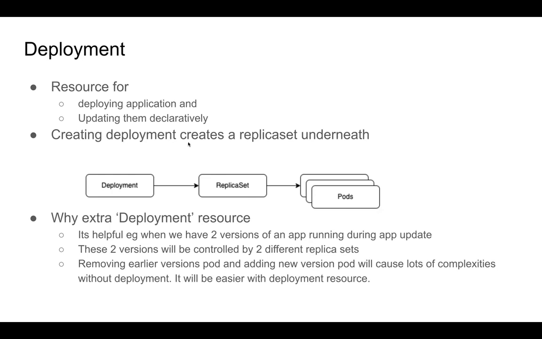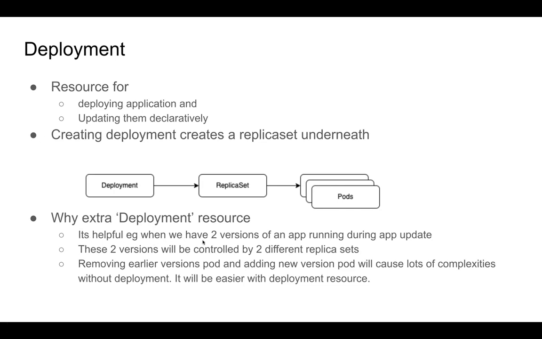So when you create a deployment, it creates a replica set underneath, and that replica set creates the number of pods underneath. Now, why is an extra deployment resource needed by Kubernetes? See, if you do all of this, the version upgrade of your application in production, yourself, it's quite a complex process, and there's a chance of you making mistakes as well. So the deployment resource from Kubernetes makes all this process easier for you, and we'll see a demo of that.